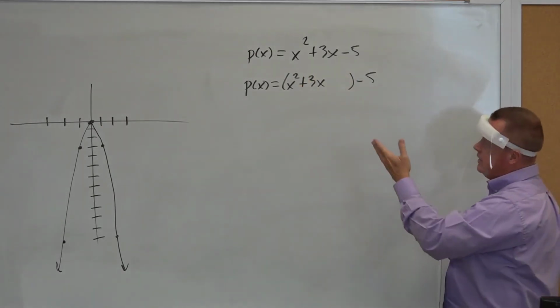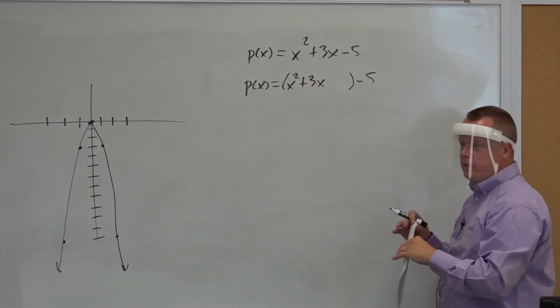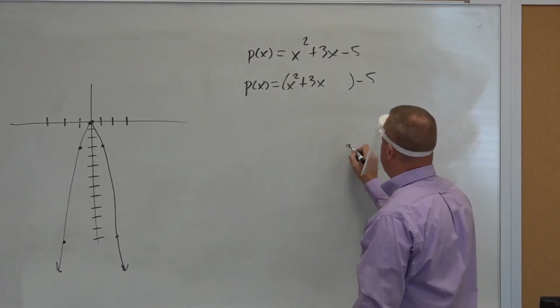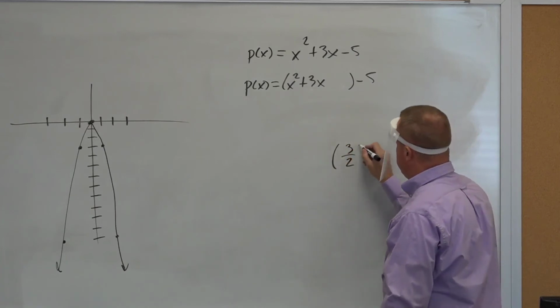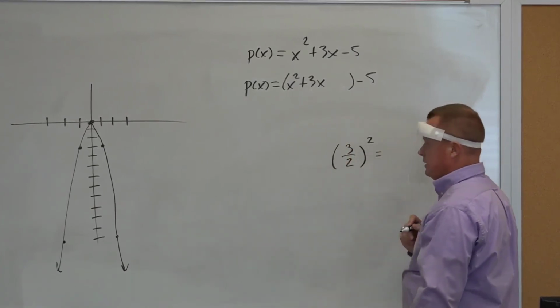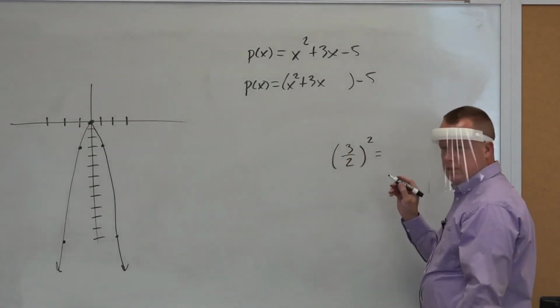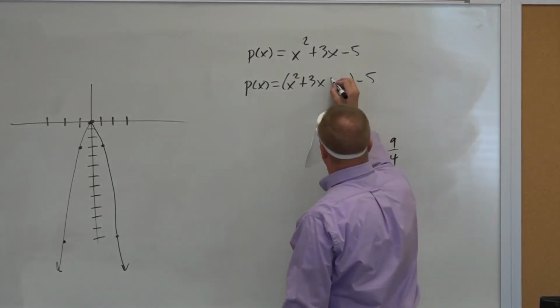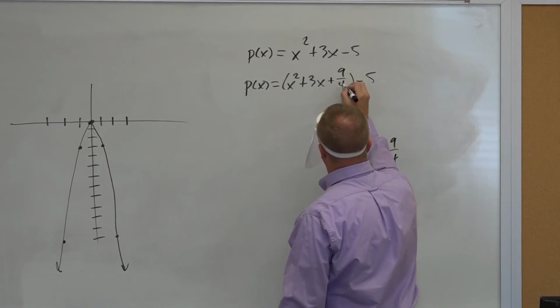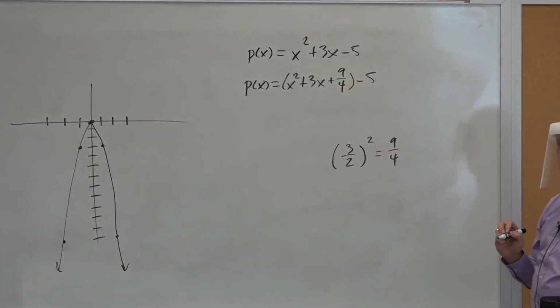Now it's kind of weird since you have a 3, but we can deal with it. Half of 3 is 3 over 2. What is 3 over 2 squared? 9 over 4. If I add a 9 over 4 right there, that is now a perfect square.